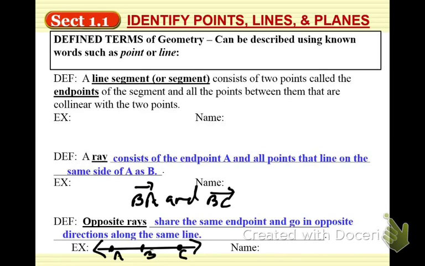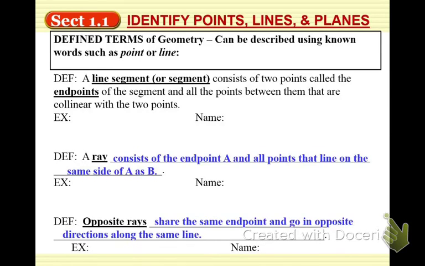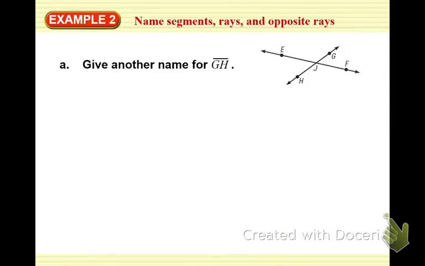But again, remember that the name of your ray has to start with the endpoint and then tell you the directional point. I don't care which way the ray goes. You always start with the endpoint and then name the directional point. So that would be your name down here. You just wouldn't be able to see it if I wrote it there. Good? Any issues, questions, anything there? Okay, good.